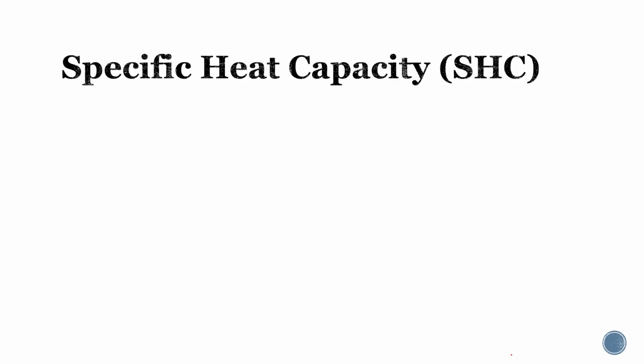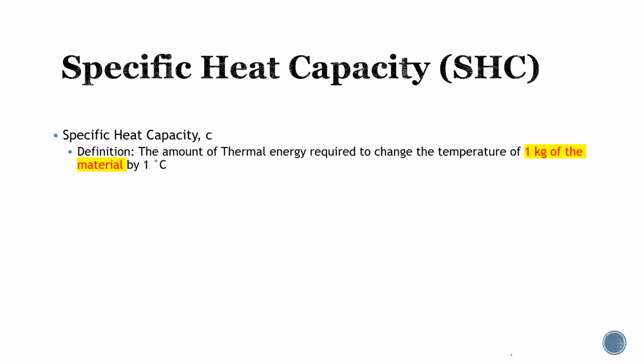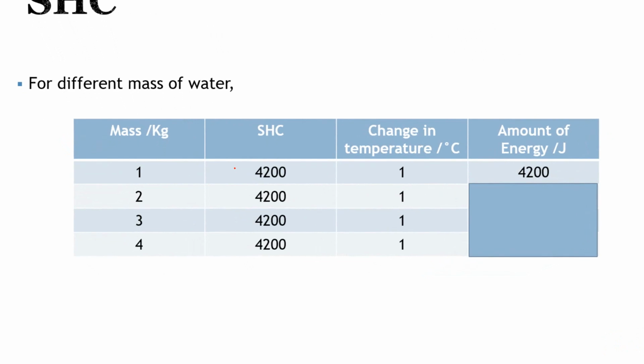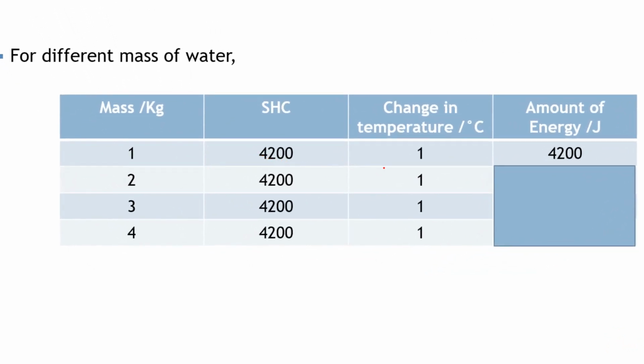Just a bit of recap, specific capacity is the amount of thermal energy required to change the temperature of 1 kilogram of material by 1 degree Celsius. So for example, the specific capacity of water is 4,200 joules per kilogram per degree Celsius. It means that if we want to change 1 kilogram of water by 1 degree Celsius, we require 4,200 joules of energy. So by extension, for 1 kilogram of water, changing by 1 degree requires 4,200.